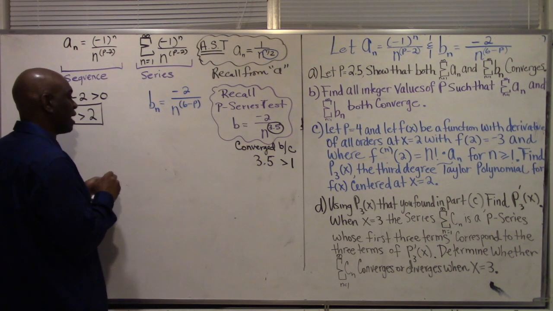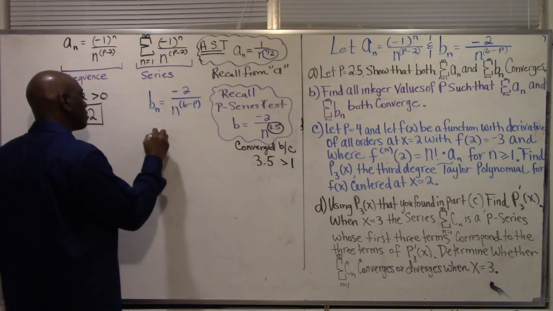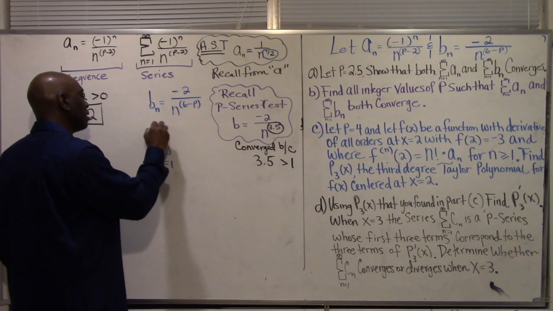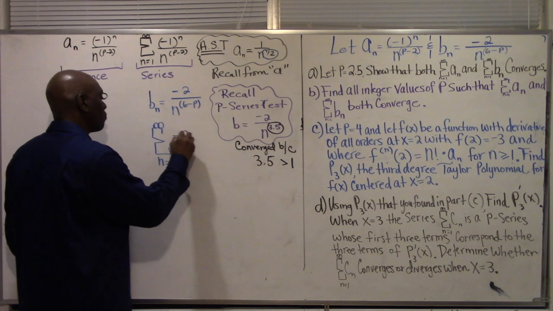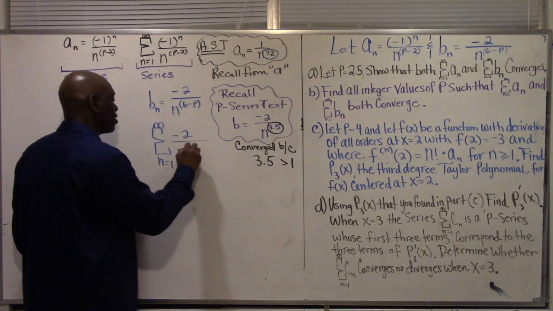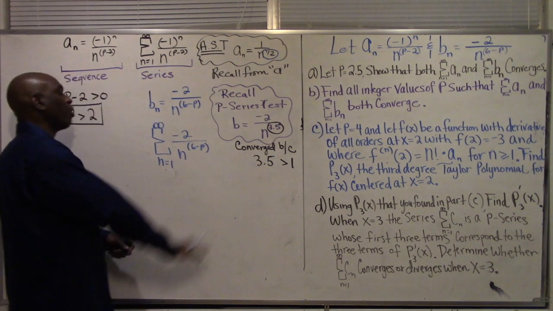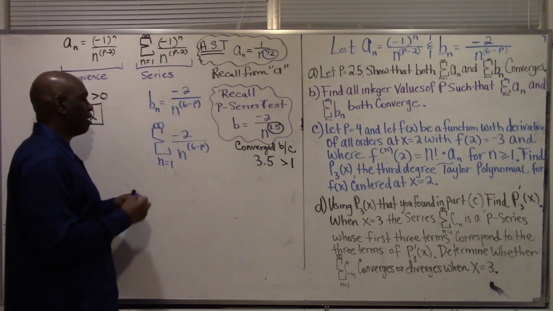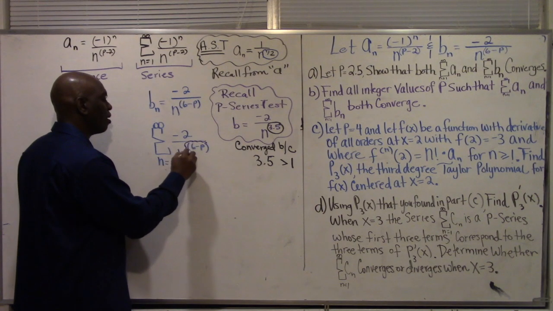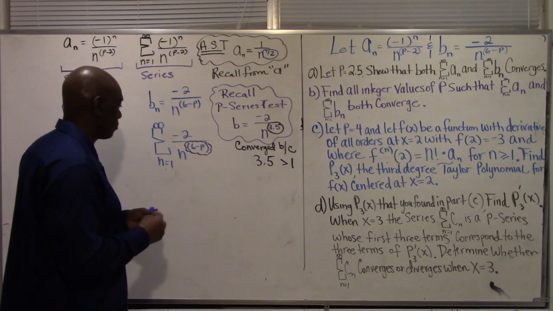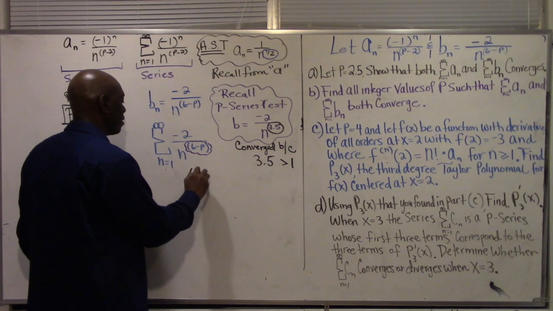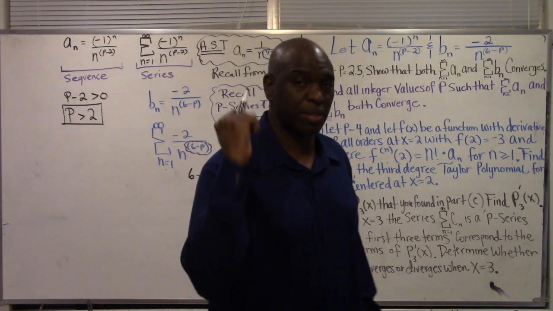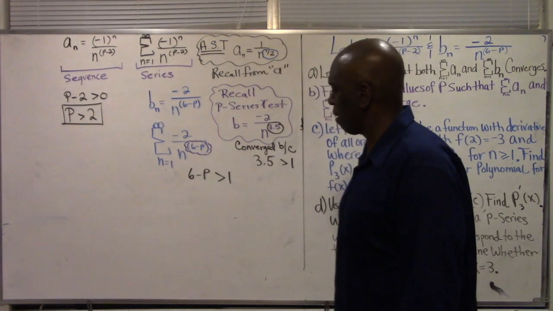So let's go ahead and write our series. That's the sequence. Here's the series. The series as n equals 1 to infinity of -2 over n to the power of 6 minus p. Well, we're going to have convergence here because of the P-series test when our power is bigger than 1. So set 6 minus p greater than 1, because that's when we're going to have convergence using the P-series test. Okay? Let's work it.